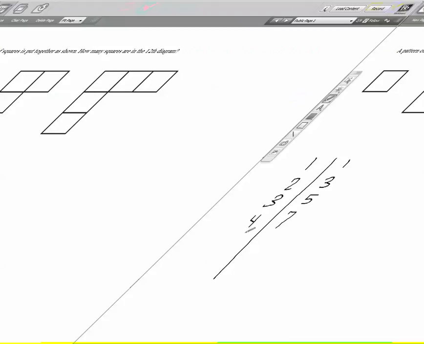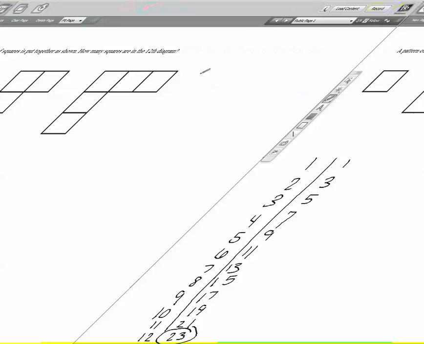So in the fourth diagram, I'd have 7. Fifth one, I'd have 9. So I'm just going to keep going up here until I get to my 12th diagram. All right, almost there. So in the 12th diagram, I have 23 squares. So I'm going to go ahead and just write 23 squares here.